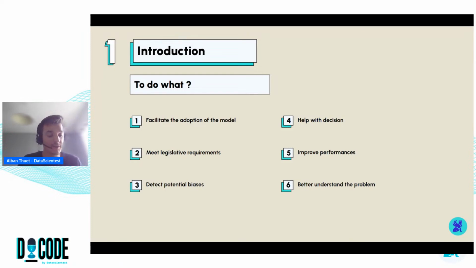Okay, so as you can see, there are lots of reasons why we want to use interpretability, even if the reasons don't apply in every single sector. I believe that in every single project where artificial intelligence is involved, there is a reason why we should use interpretability.